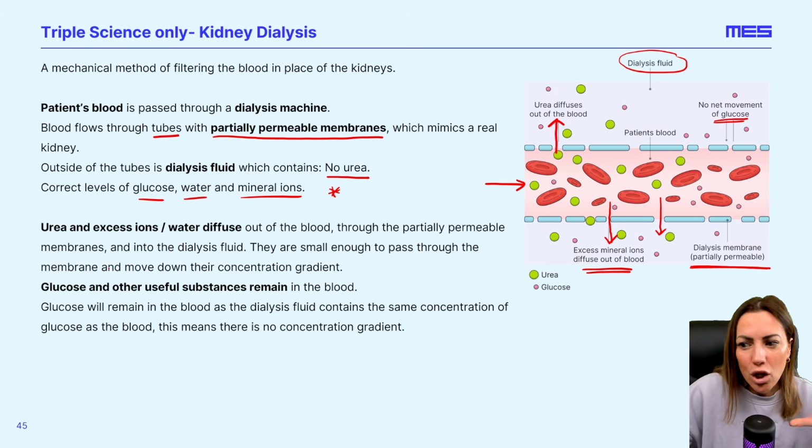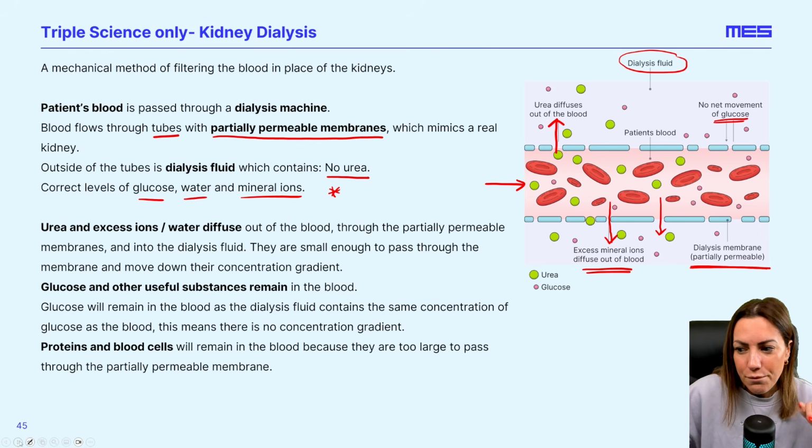gradient. Glucose should remain in the blood because there should be the same concentration of glucose in the patient's blood as in the dialysis fluid. So there's no concentration gradient, so no net movement by diffusion. And other useful substances like the red blood cells, the white blood cells, the large proteins, they should remain in the blood too. Proteins and blood cells, obviously, are too big to fit through the partially permeable membranes anyway.